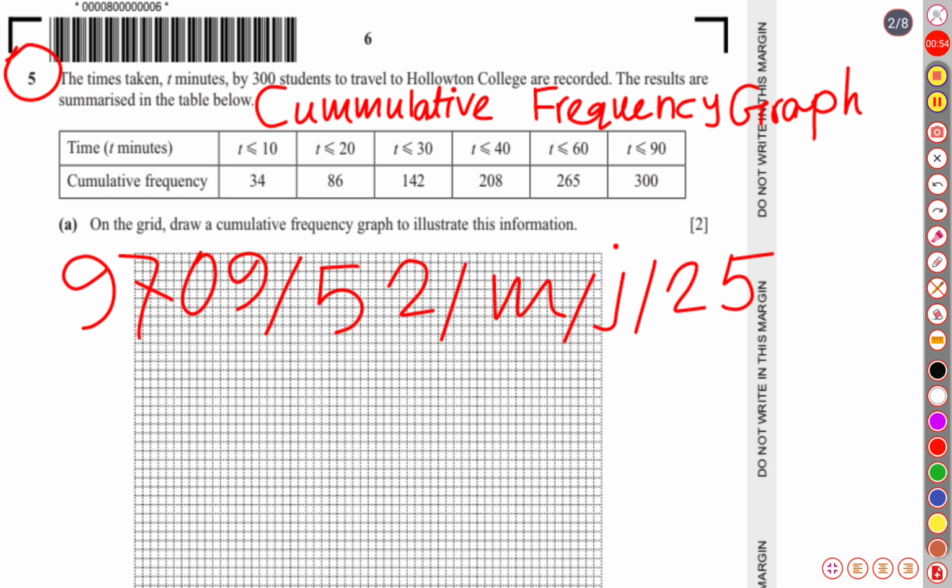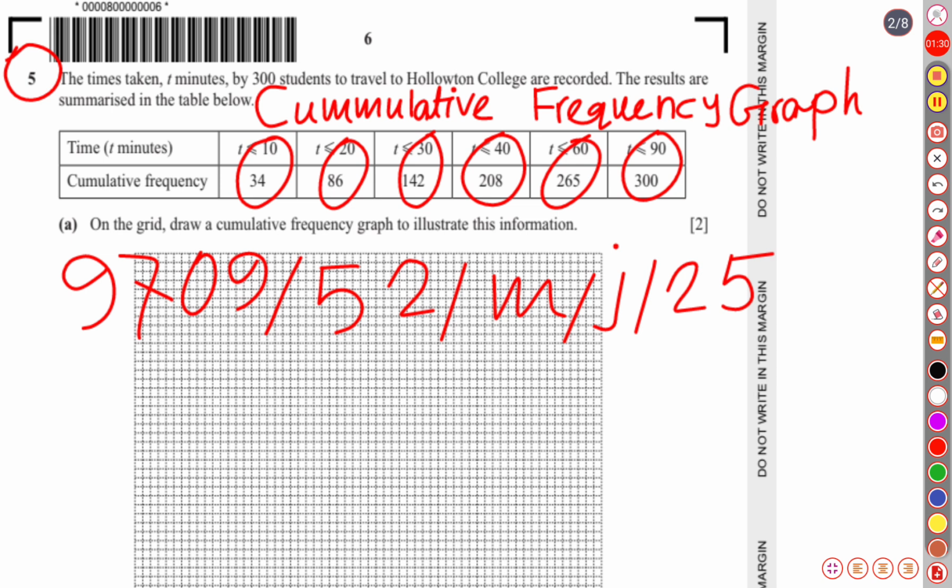But the mistake we usually make is we always think of the upper bound. That is definitely true, we will always look at the upper bound of each of the classes. Here the upper bounds are 10, 20, 30, 40, 60, 90. Now the mistake we make is that we forget the first point, the beginning point. The beginning point should be the lower bound of the first class.